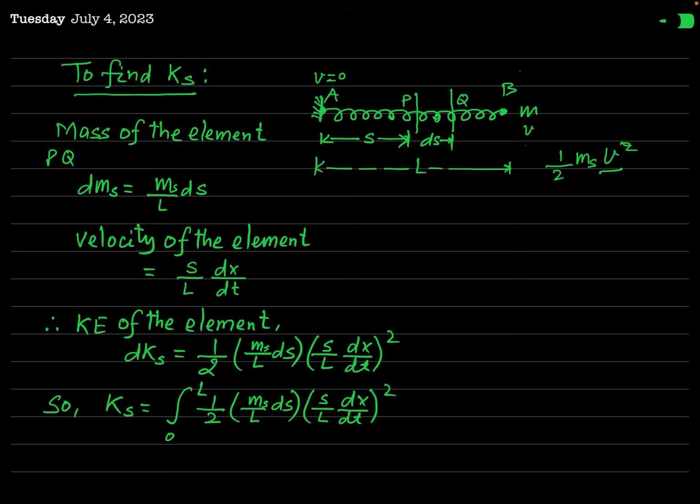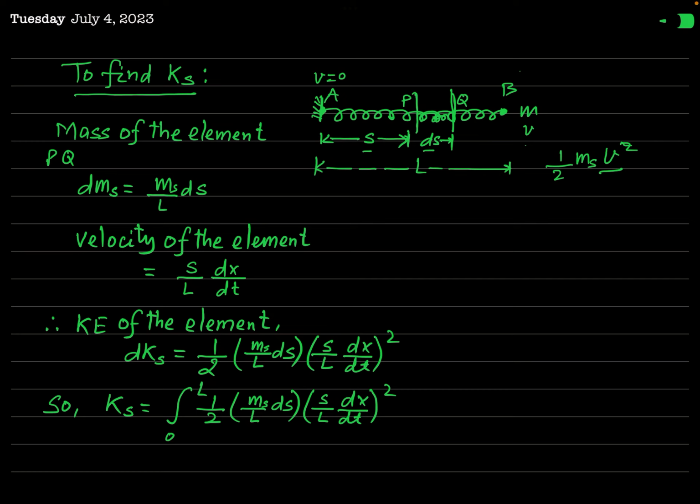So for calculating the kinetic energy of this massive spring, let us consider a very small element of this spring between these two sections P and Q. I have considered that from the fixed end the distance of this element is s and the length of this element is ds. This is a small increment of s.